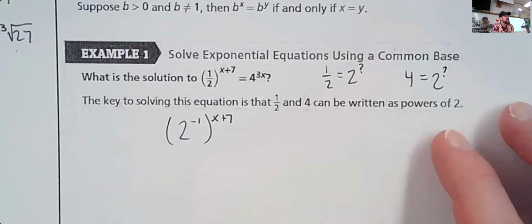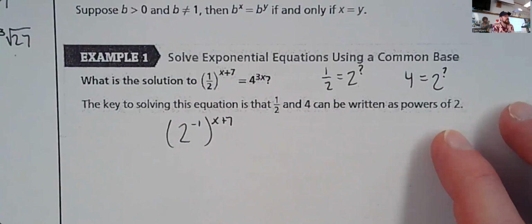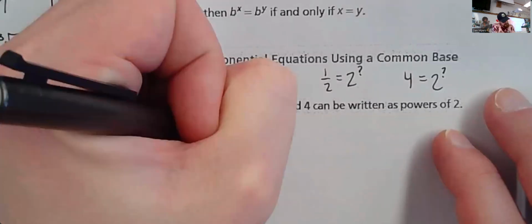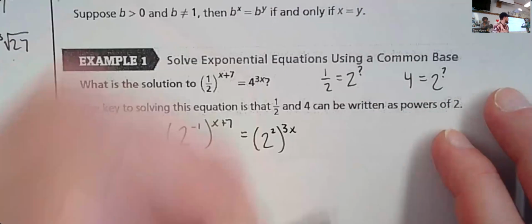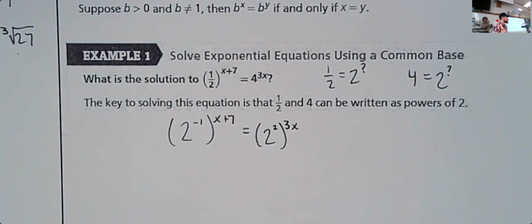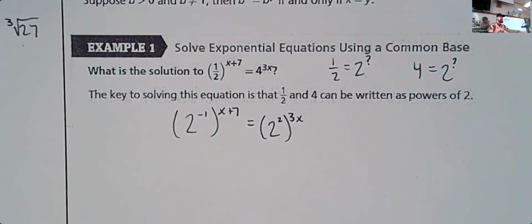The other question here is 4 is equal to 2 to what power? 2, yeah. 4 is equal to 2 squared. So we could write the other side as 2 squared to the 3x. So we've leveled the playing field here. Now the base values are equal. Does everybody see what we just did? Converting those to make sure we have the same base value.